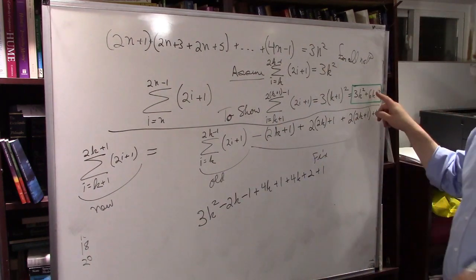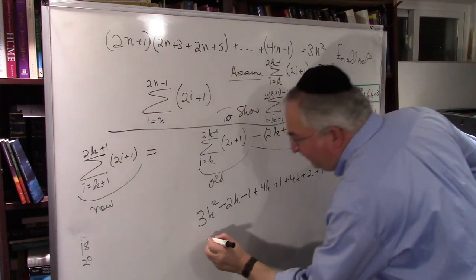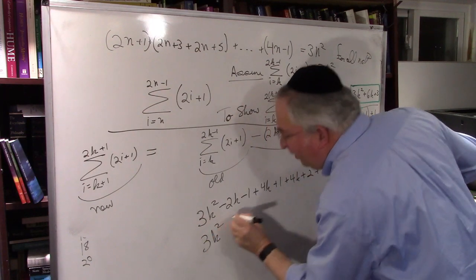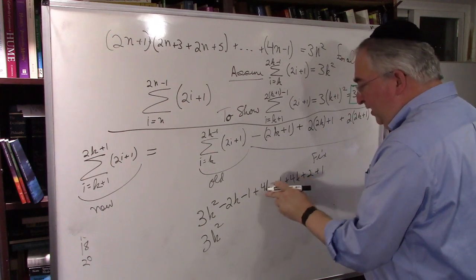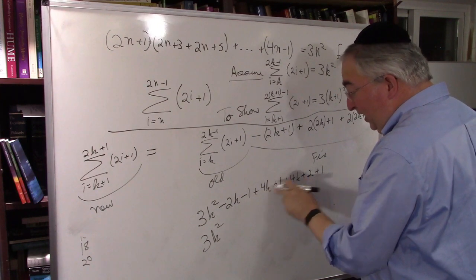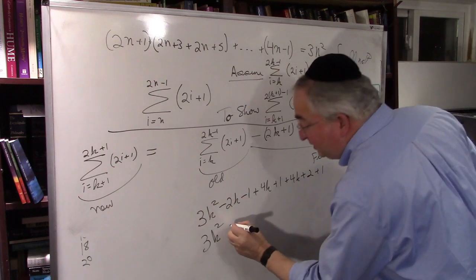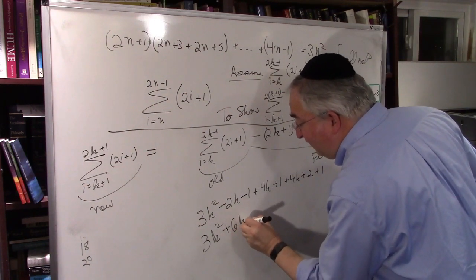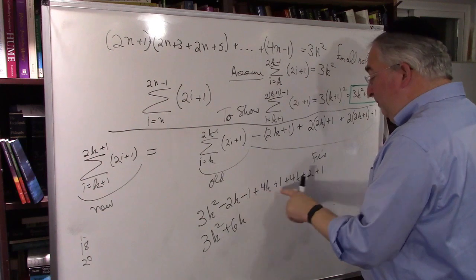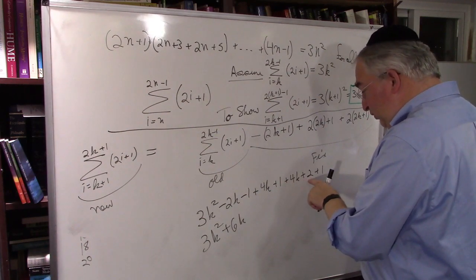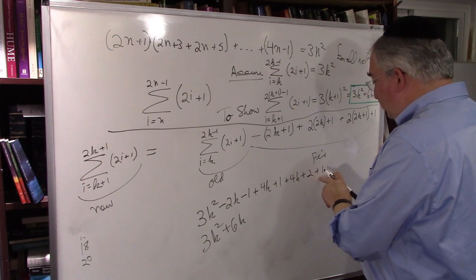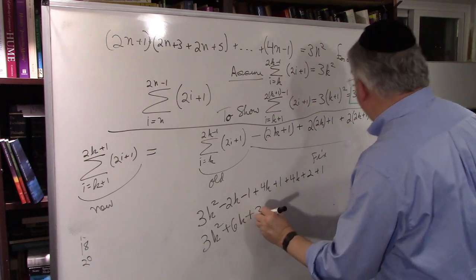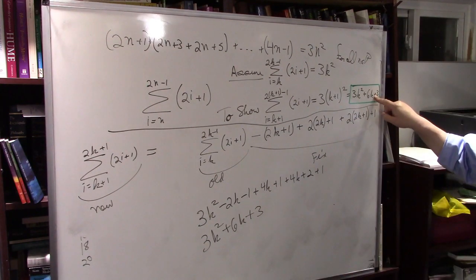By the way, keep an eye on the cheat sheet, because that's what we want in life. This is 3k squared minus 2k plus 4k plus 4k. 4k plus 4k is 8k, minus 2k is 6k. So that's 6k. Okay, minus 1 plus 1 plus 2 plus 1. So minus 1 and plus 1 is 0, plus 2 plus 1 is 3. Bingo. Exactly what we wanted to show.